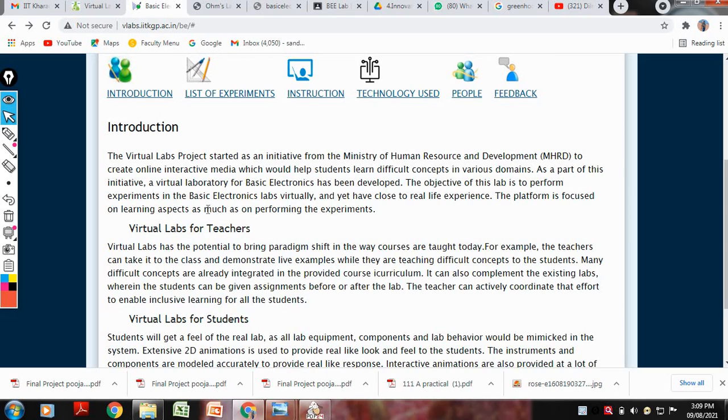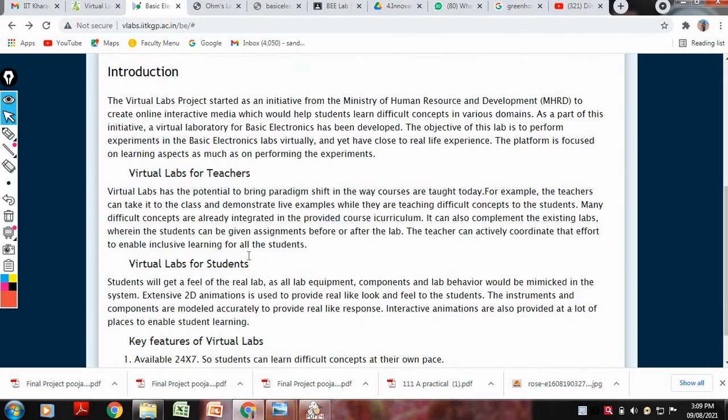We need several parameters. We need each and every parameter that is in the virtual lab. This platform is very important for the virtual lab, in which there are two classifications: first is teacher and another is student, that is, virtual lab for teacher and virtual lab for student.